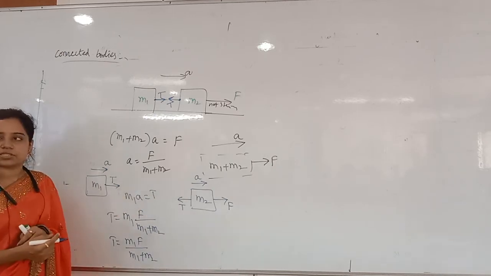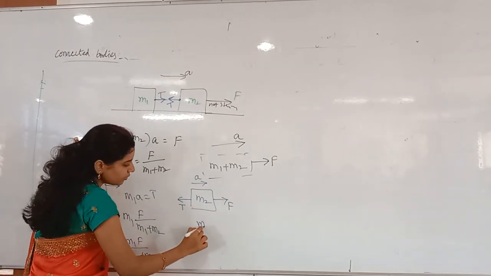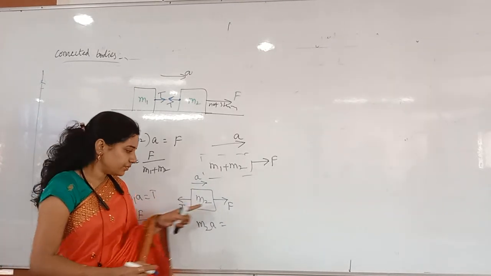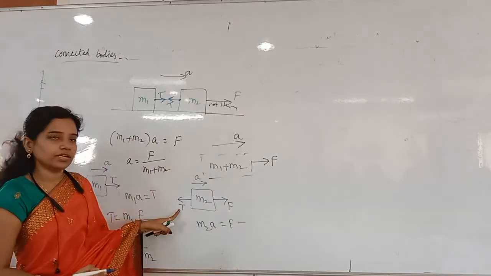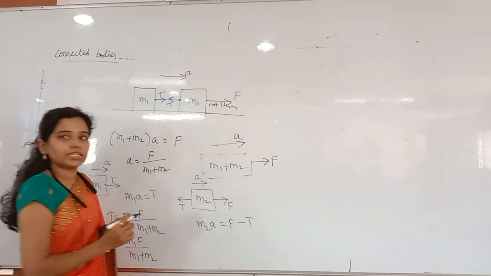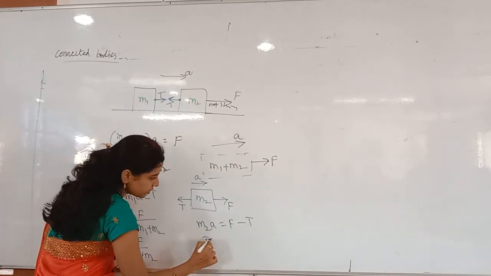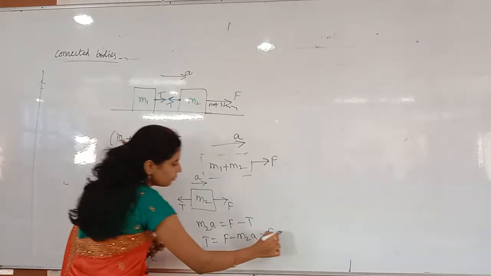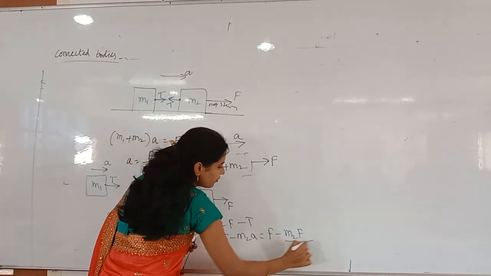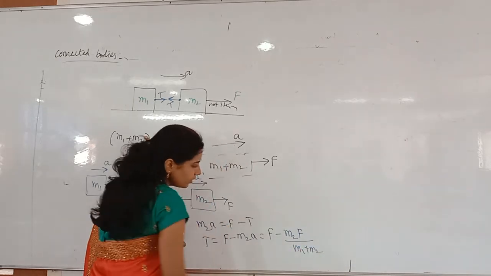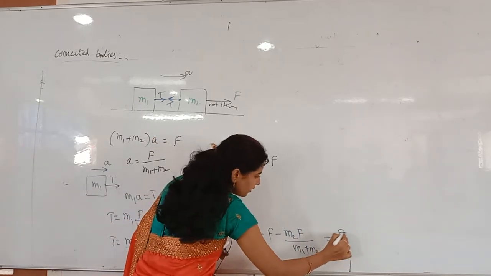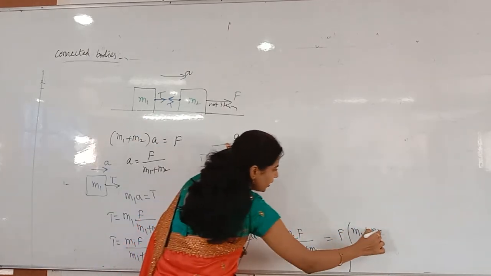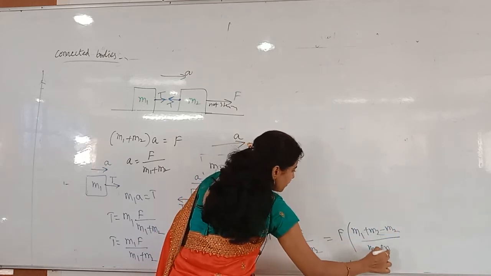Let us check whether we will get the same answer or not. So here clearly M2A is equal to what I can write? Who is supporting the acceleration? F minus. Who is opposing here? T is opposing. I want T only. So T is equal to F minus M2A. F minus M2 into what is the acceleration? F by M1 plus M2. Now if I take the LCM here, F common, then what will we get? M1 plus M2 minus M2 divided by M1 plus M2.